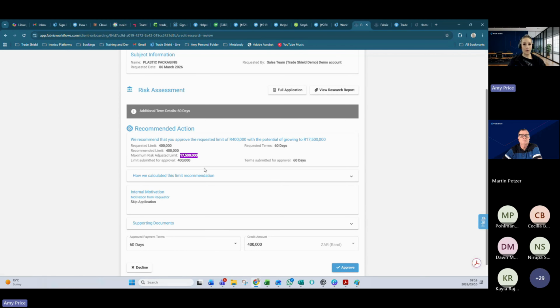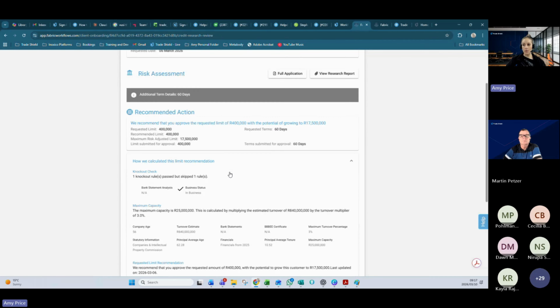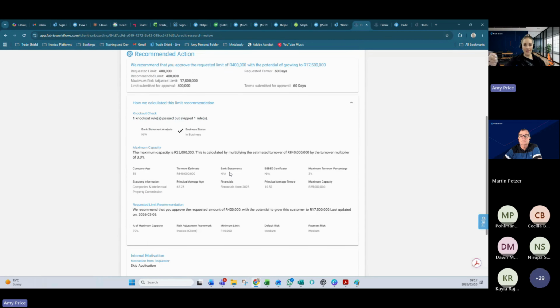Then we overlay that with our risk scores, so our payment risk and our default risk, and we make a recommendation. This gives you an indication of where you can go with this customer if they have a good payment risk and a good default risk, which in this case they do, which means there's room to grow. It also means that if this customer comes tomorrow and says, can we actually double our credit limit to 800,000, we would be able to say, absolutely, straight off the bat.